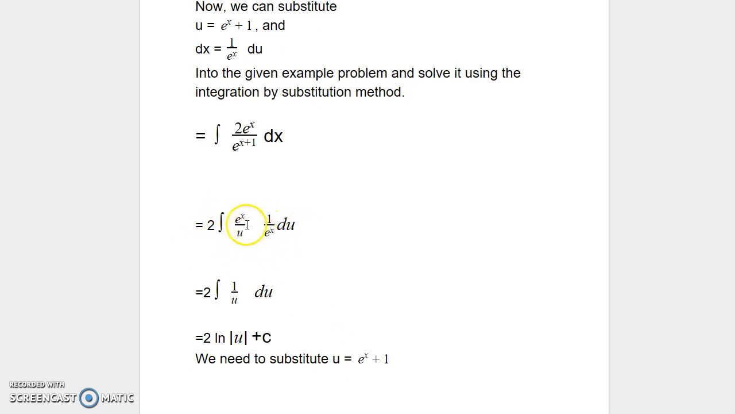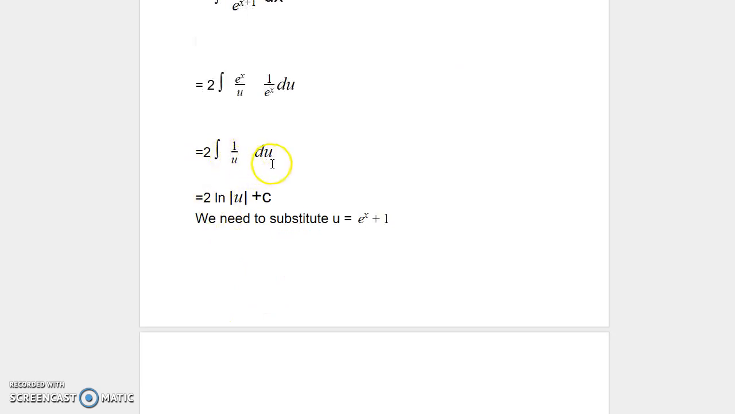Now, as you can see here, we have an e to the power of x term in the numerator, e to the power of x term in the denominator. Those terms cancel out, leaving us with 2 times 1 over u du. We know that integral 1 over u du is equal to ln of u, right? So therefore, we can rewrite this as 2 ln of u plus c.